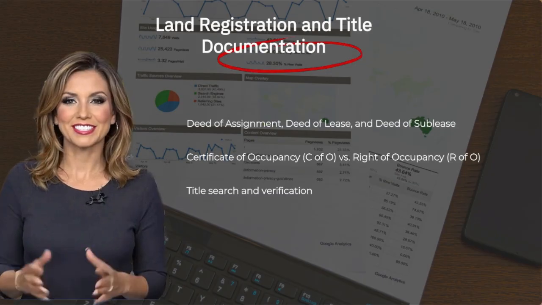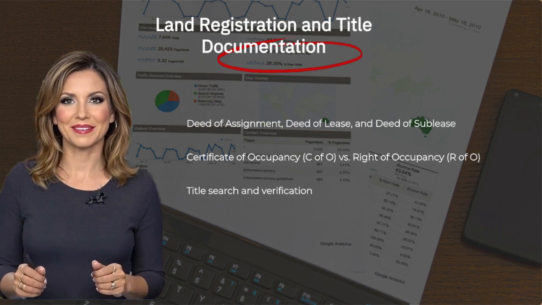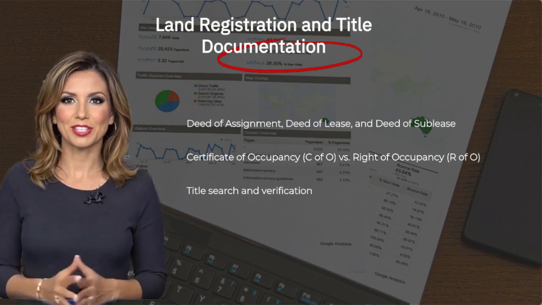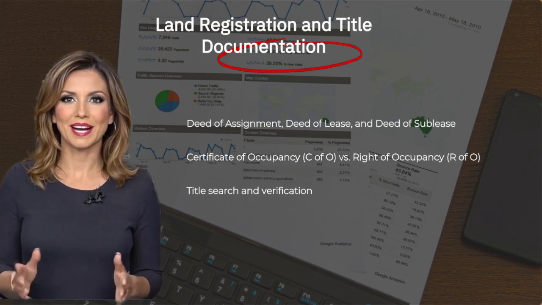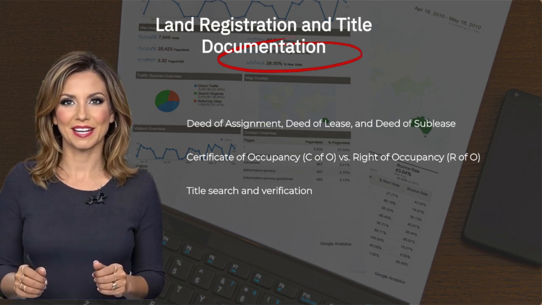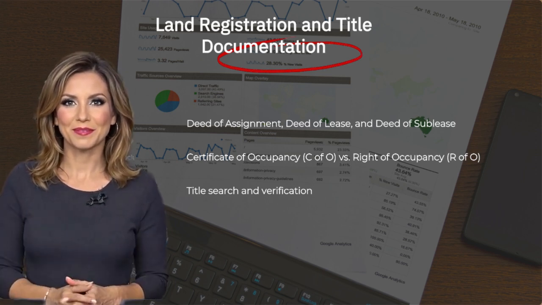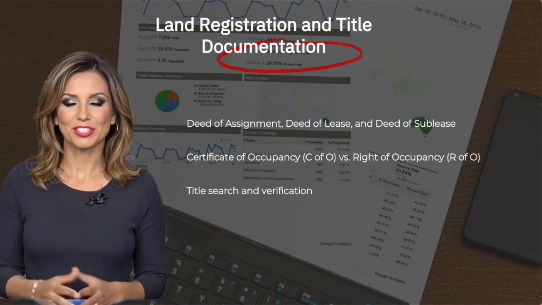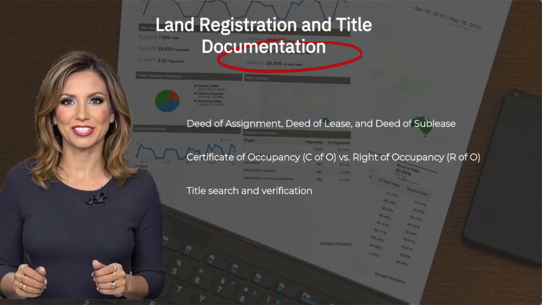Land registration and title documentation. Deed of assignment, deed of lease, and deed of sublease. Certificate of occupancy, C of O, versus right of occupancy, R of O. Title search and verification, land registry and geographic information systems, GIS. Encumbrances, liens, and mortgage charges. Fraud detection and land duplication risks.